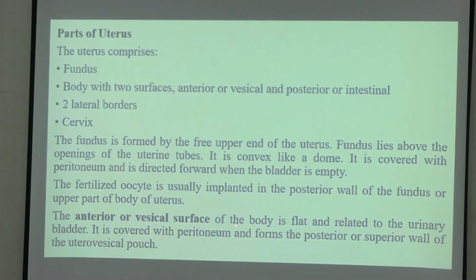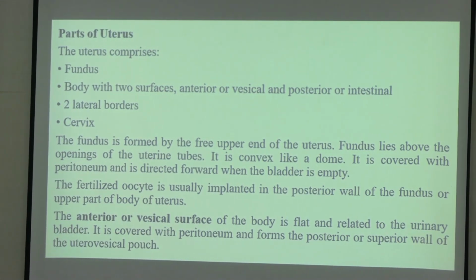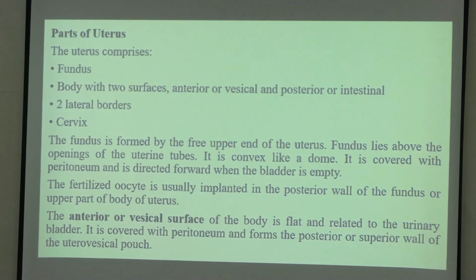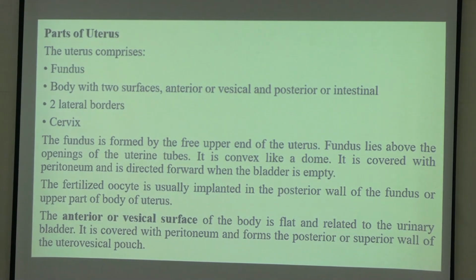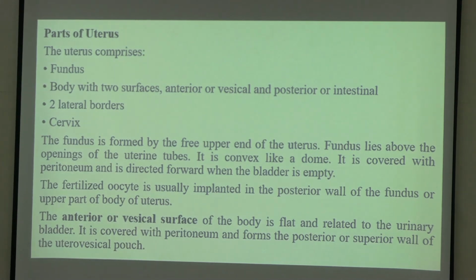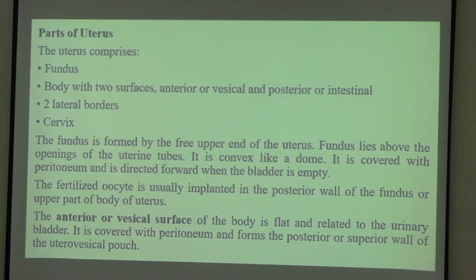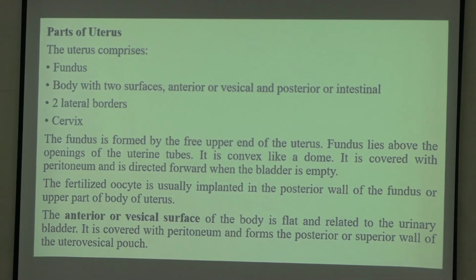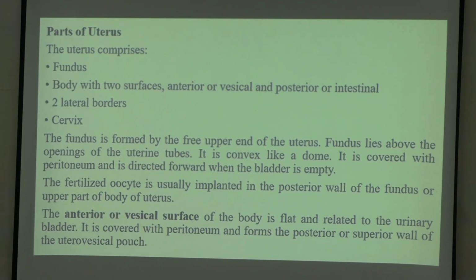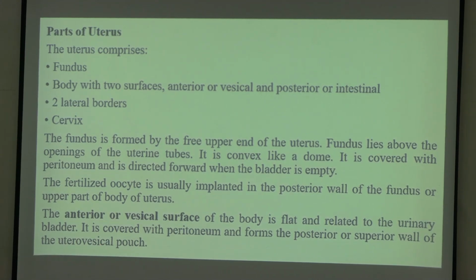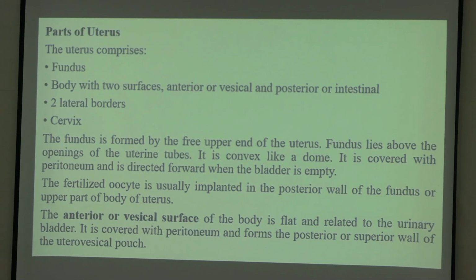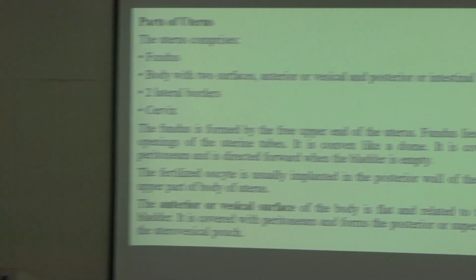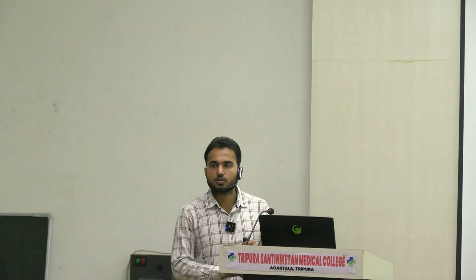Now, the anterior or vesical surface of the body is flat and related to the urinary bladder. It is covered by peritoneum. The peritoneum covering the urinary bladder goes on to cover the uterus, forming the uterovesical pouch. So two pouches are there: first, the uterovesical pouch, and another called the rectouterine pouch. These two pouches are very important because they are the dependent zone, and during infection, fluid collection takes place in those pouches.